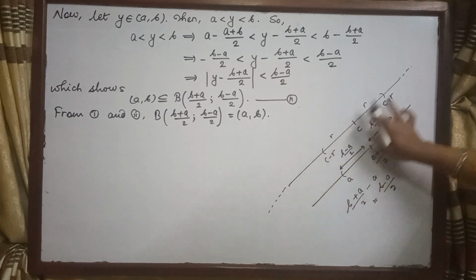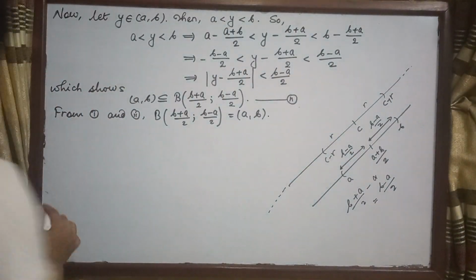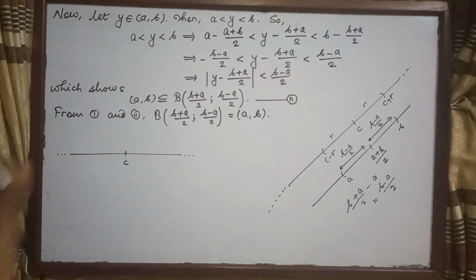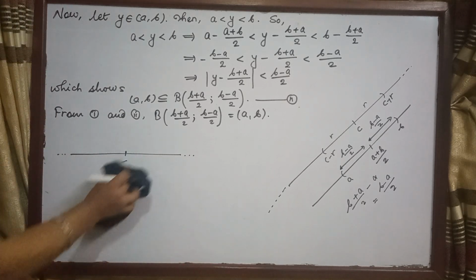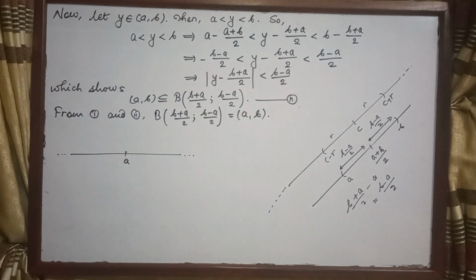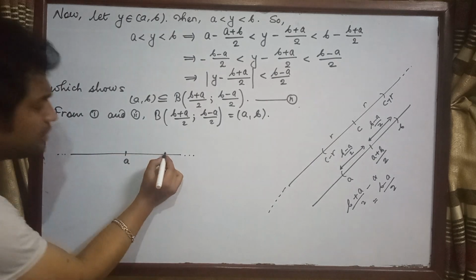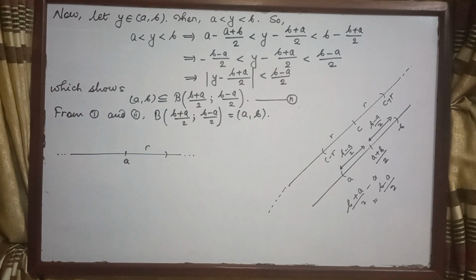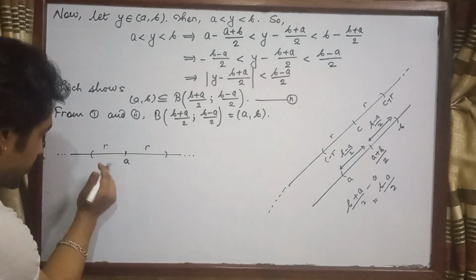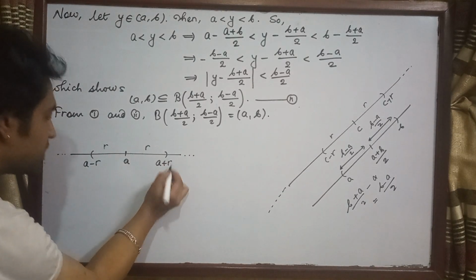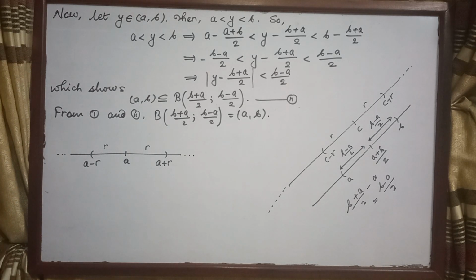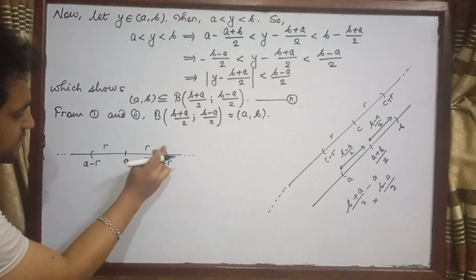So this is an open interval. Let me clarify this a little more. An open interval is centered at some real number, let's say a. Taking this as the center, we look r units to the right and r units to the left. So a is the midpoint of this line segment, and these two real numbers are a−r and a+r.